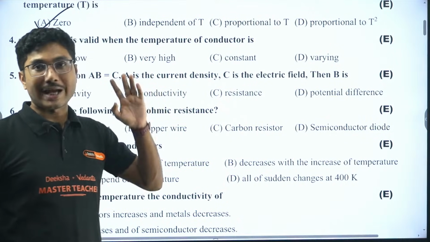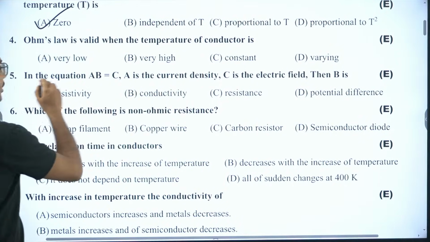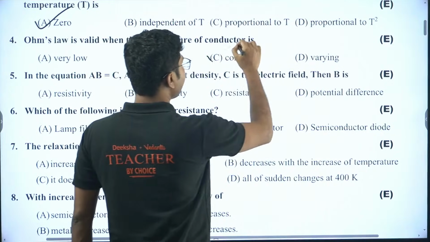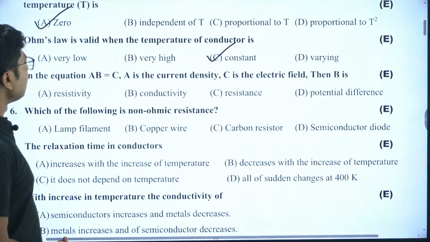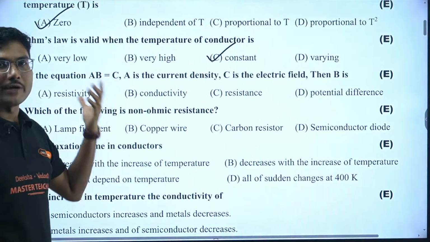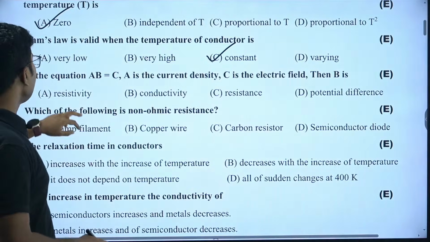But do not miss out this session because we are going to discuss all the important MCQs. Some MCQs can be tricky. So obviously this is constant. Ohm's law is only valid when the temperature of the conductor is constant. It is not valid when the temperature is very low and very high. That is one of the drawbacks, right?